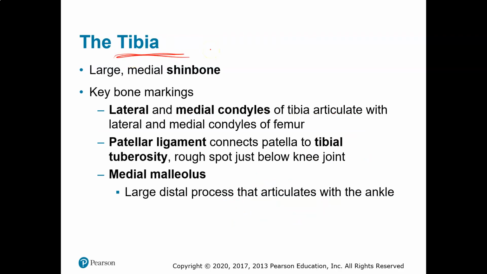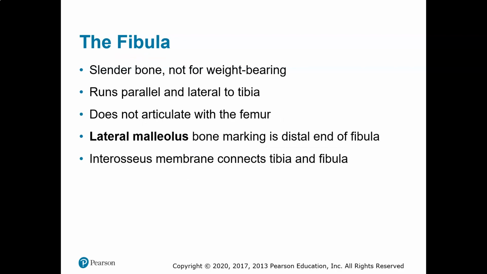The tibia is the shin bone. It is the larger of the leg bones. And as we said before, the patellar ligament connects the patella to a structure called the tibial tuberosity. Tuberosities and tubercles are often projections in bones that either ligaments or tendons are attached to. The fibula is a very slender, long bone, and it runs lateral to the tibia. It does not articulate with the femur, meaning that it is not a component of the knee joint.